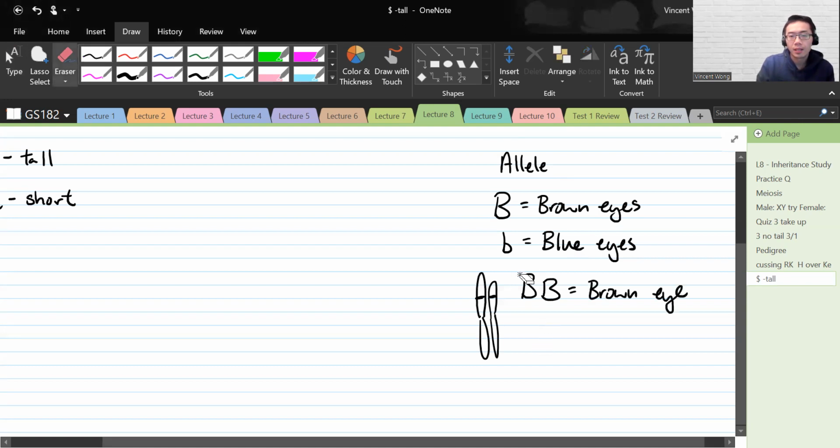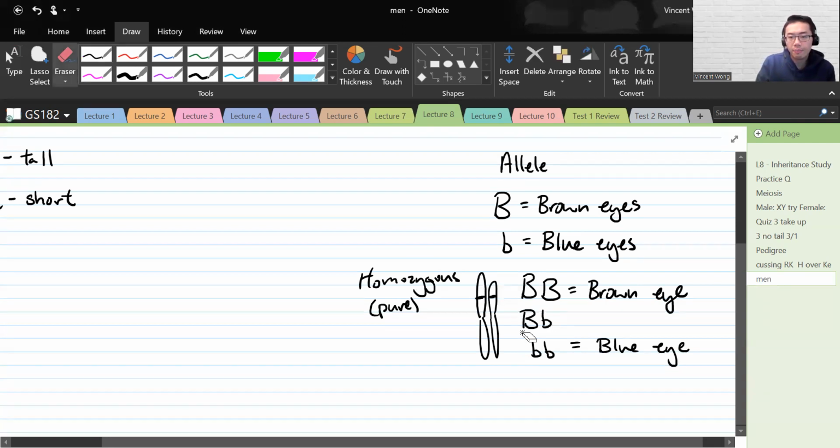Okay. So if the alleles are the same, we call it homozygous, or pure. What about small b, small b? What's the eye color? Well, small b is blue eye. Also homozygous, right? So the confusion occurs when you have big B and small b. Okay, so these are homozygous. And if it's different, then we say heterozygous. Heterozygous. So what color would it be?